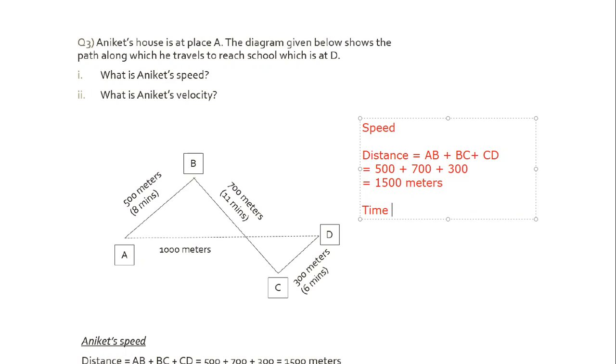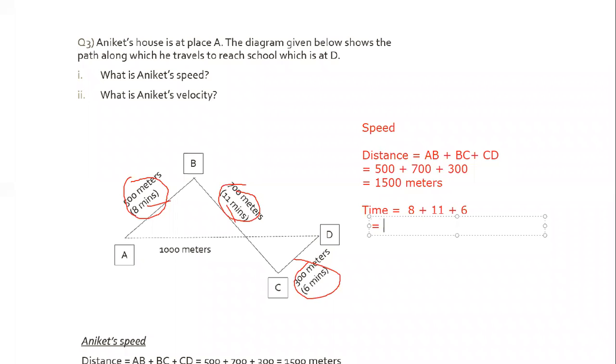So our first step is finding the distance. Our second step is finding the time. Okay, so what is the time? Our time is 8 plus 11 plus 6. This is also given in the diagram. So if you see the diagram, 8 plus 11 plus 6. So what is our time? Our time is 8 plus 11 plus 6, which is equal to how many minutes?